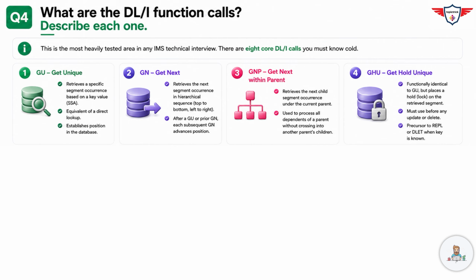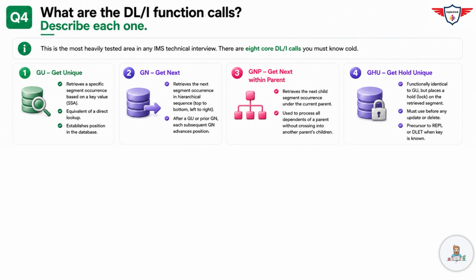So the very first one is GU, that is get unique, and it actually retrieves a specific segment occurrence based on a key value provided through a segment search argument or SSA. GU is equivalent to a direct lookup. That means give me the customer record where the account number equals this value. GU actually establishes the position in the database.